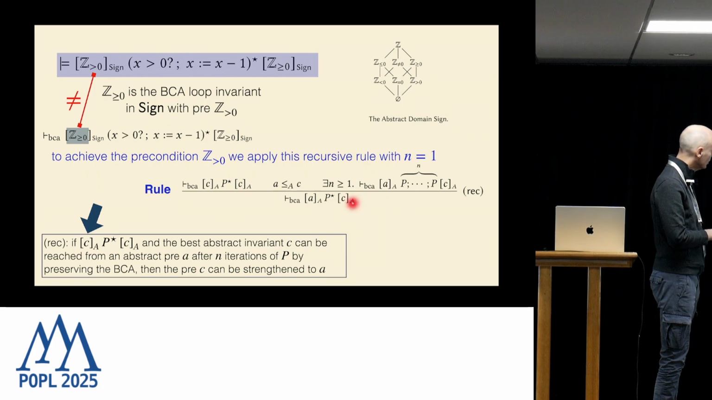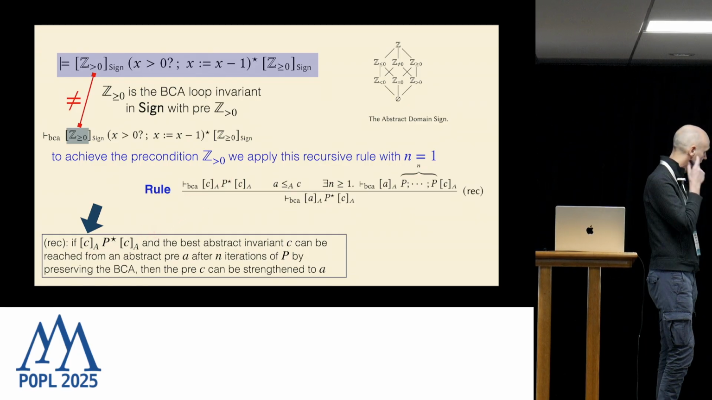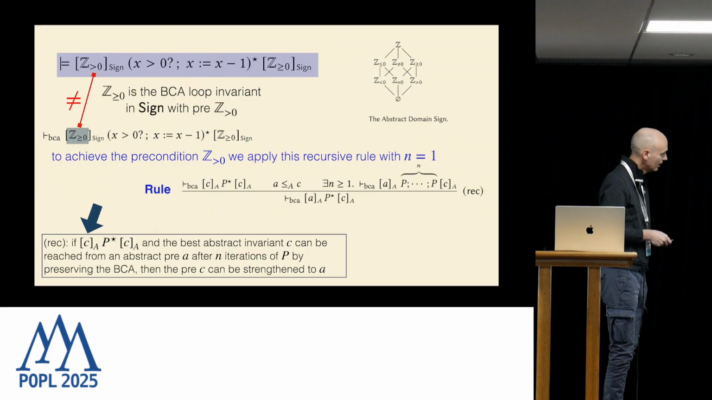But this is not what we want because in our goal, we want to prove that the abstract precondition is greater than 0. And so now we have a second rule, which is a recursive rule for the invariant, because you see here we have the Kleene star here as a precondition. And the idea of this rule is that we can put here a different precondition A as long as you can reach the C after a finite number of applications of the body. So if we start from A and we can reach C by preserving the best property, then this C can be weakened to A.